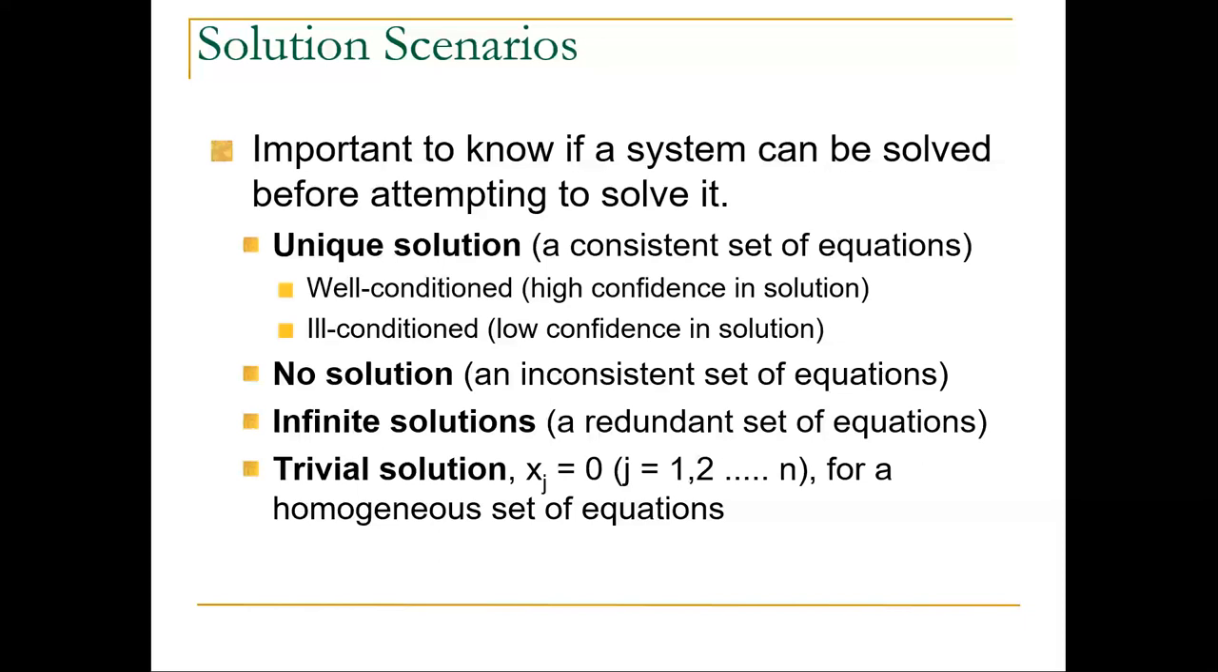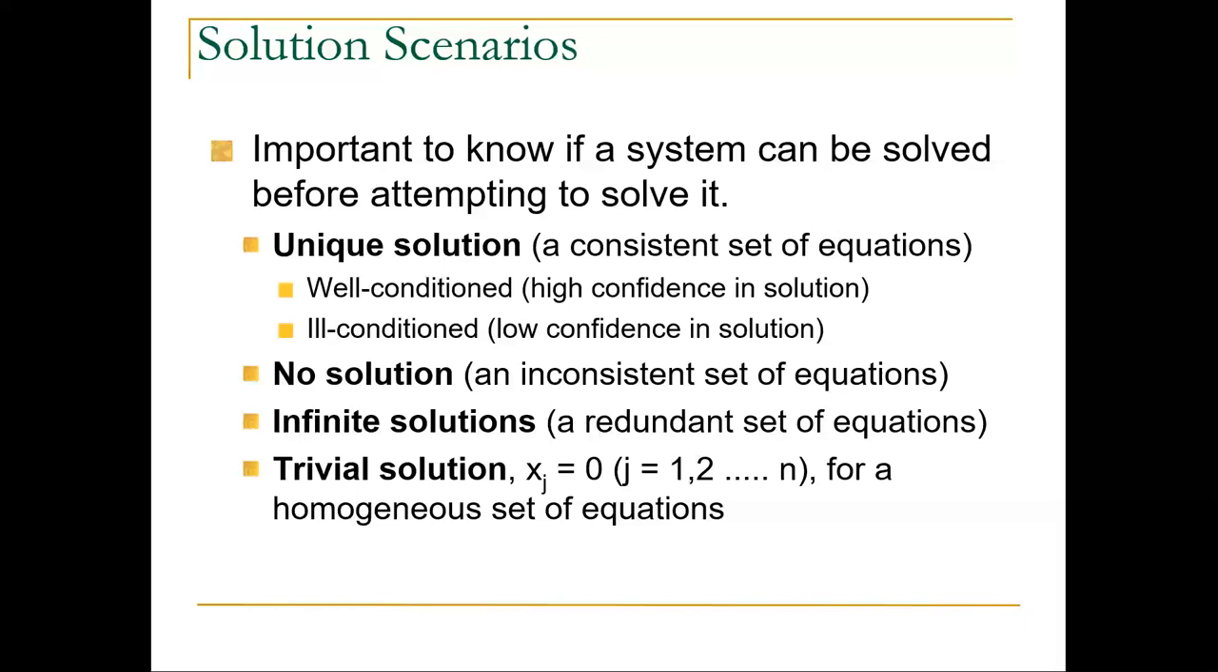When all the B's are 0, it's still possible that you can get a solution. You can have a simple equation or a simple set of equations where all the B's are 0, but there is a trivial answer to that. And the answer to that is all the X's are 0. We call that the trivial solution.